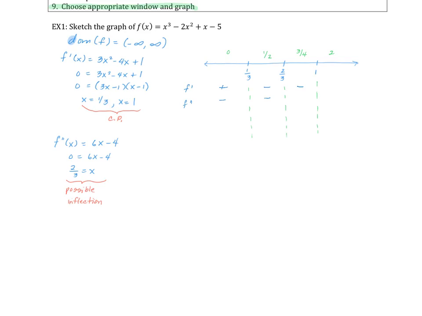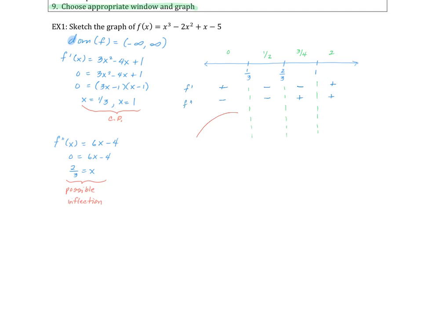And then my second derivative would be positive. If I put in 2, the first derivative and the second derivative are both positive. So let's look at what that means. From negative infinity to 1/3, my first derivative is positive, which means my function is increasing. But my second derivative is negative, which means it's concave down. So it's going to look like this.